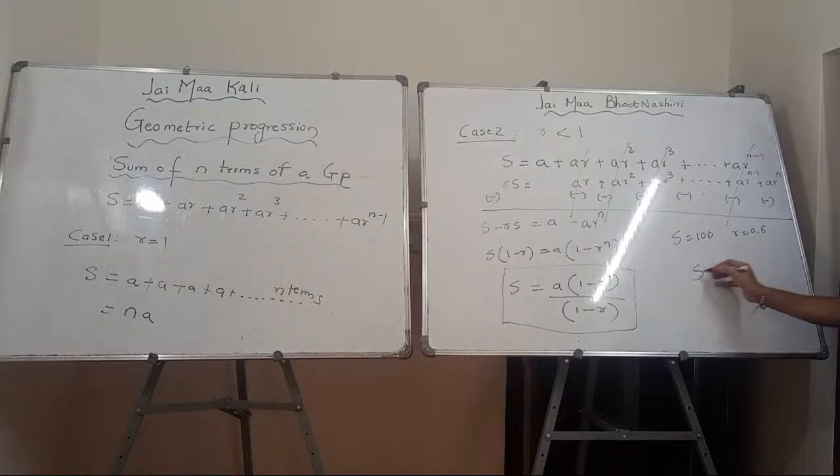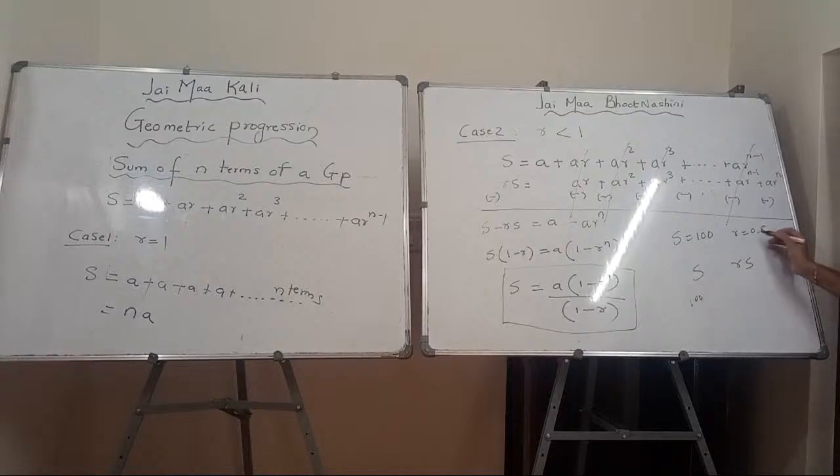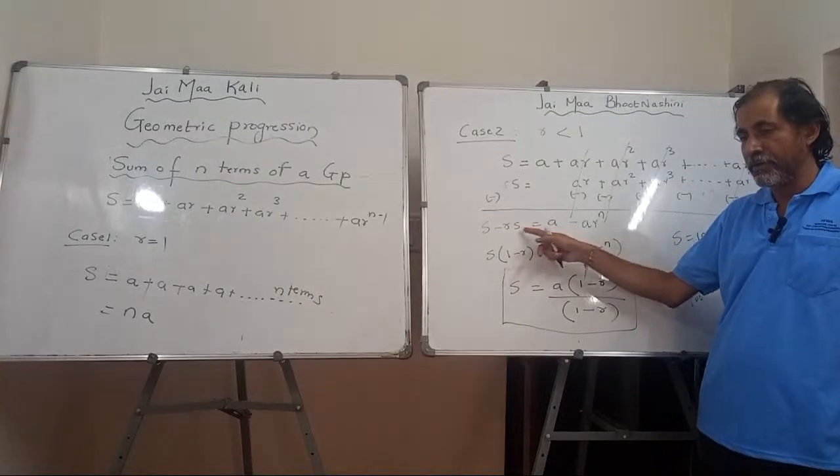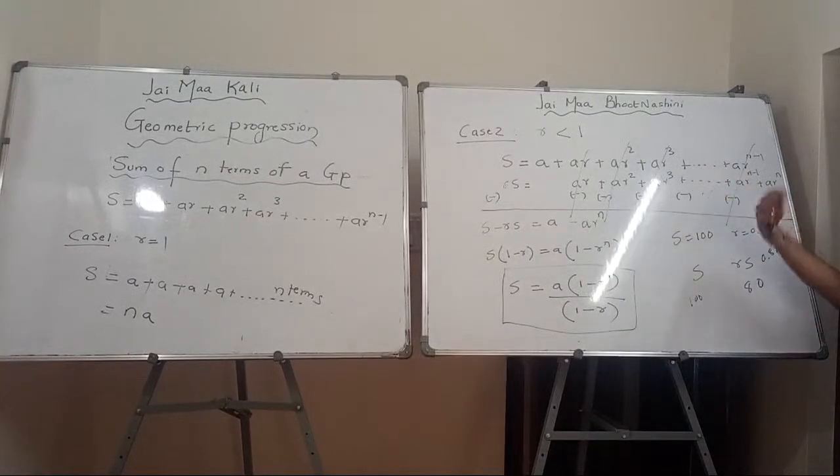Which one do you think will be more? S will be more or RS will be more? RS means R into S. Let's multiply. S is 100. What is 0.8 into 100? 80. Is that more? But at least you understood, right? 0.8 into 100. That's why bigger minus smaller number. You understood? In the third case, it will be the other way around.